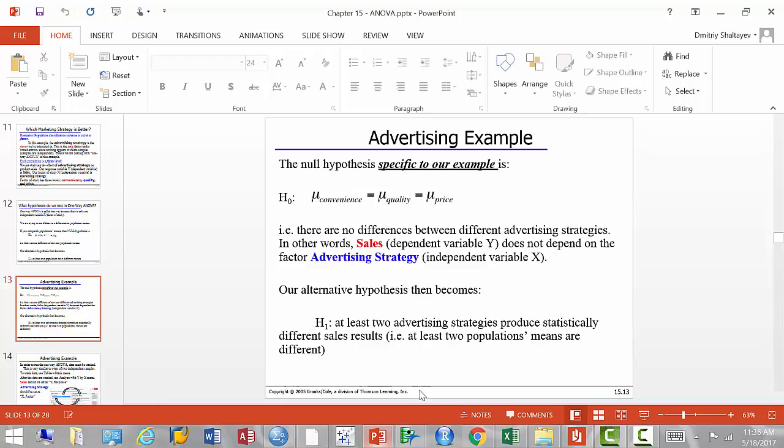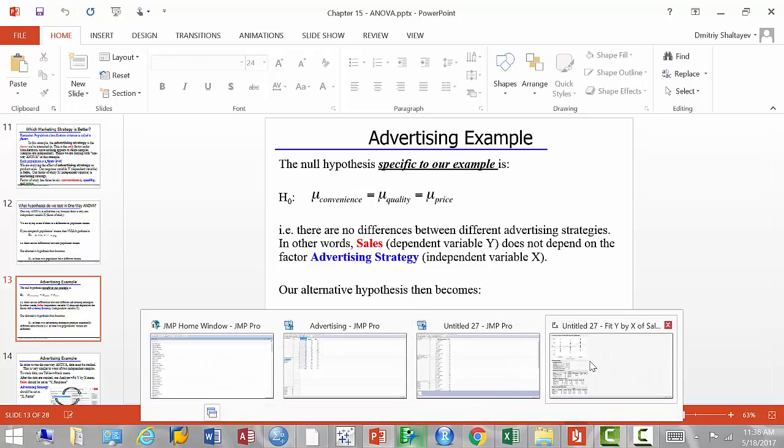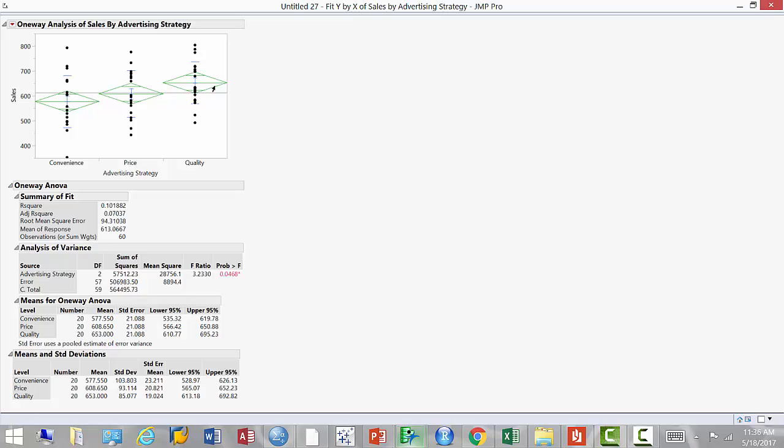You can informally judge that by looking at this, of course, at these diamonds. This diamond is the highest, and it has very little overlap with convenience. So these two are probably significantly different. Not much difference between these two, and not much difference between these two, but if you consider these two, then yes. Okay? But that's informal judgment, based on what you see in the picture. ANOVA says, yes, they are different, so your sales do depend on the selected advertising strategy. And that's one-way ANOVA, ladies and gentlemen.